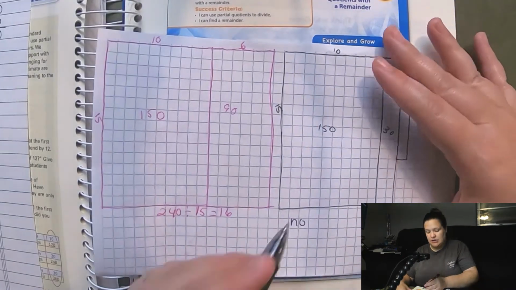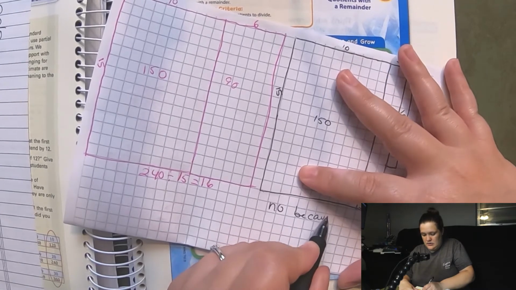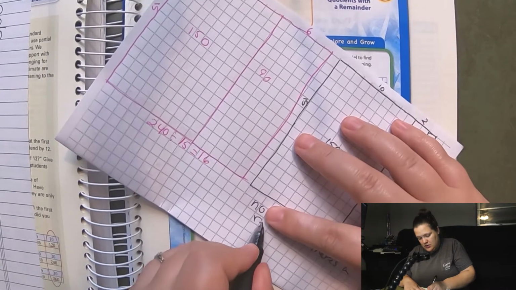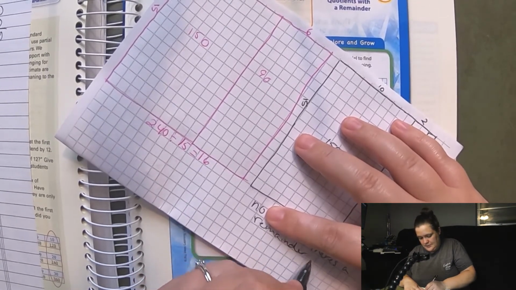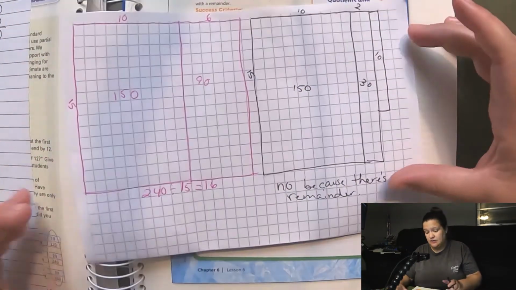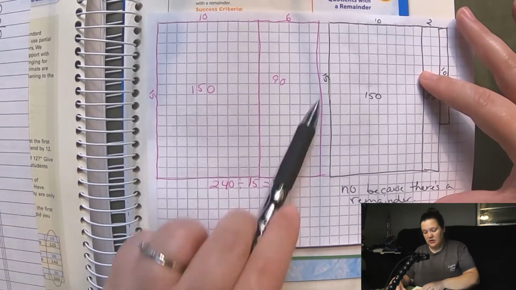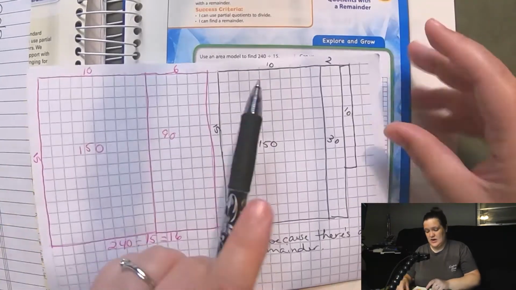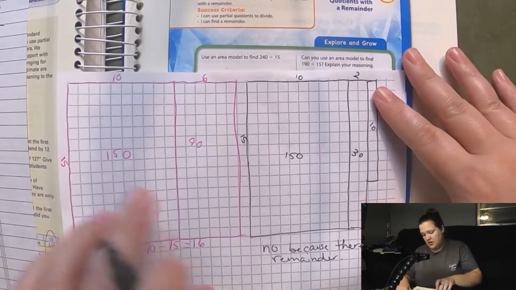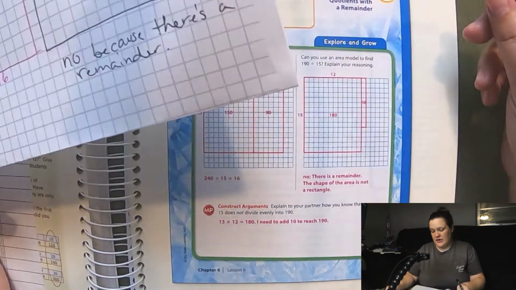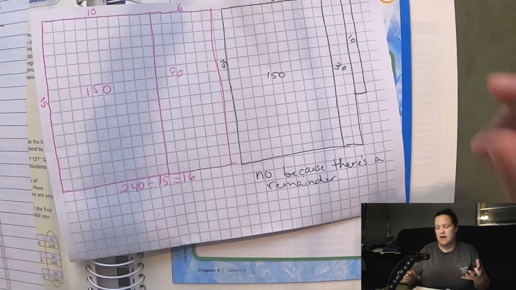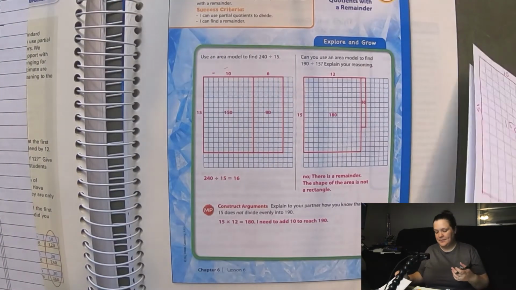Okay, so our answer is going to be no, because there is a remainder. The shape of the area is not a rectangle, right? The shape of this one is a rectangle. The shape of this one is not a rectangle because it's got this little extra piece hanging off of it. So, your answer is no, because there is a remainder. You can't use an area model for a remainder.